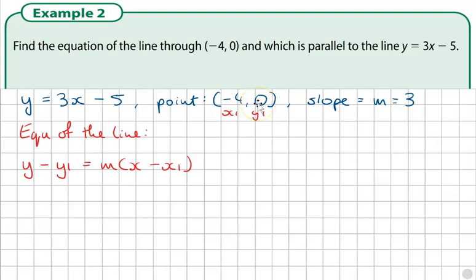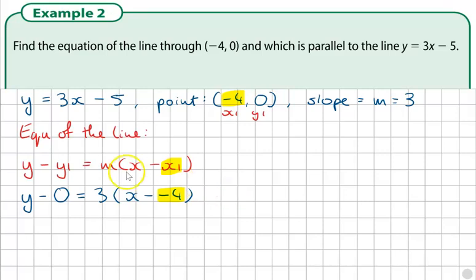And then we simplify. So we bring down the y and the minus. And then the y1 we replace with 0. Then we have equals. And the m we replace with 3. So that's the slope. And then we have bracket x minus. And then we're going to replace the x1 with minus 4. So you're going to end up having minus minus 4, which is similar to the last example. It won't always happen like that though. So we have minus minus 4 and we close our bracket.